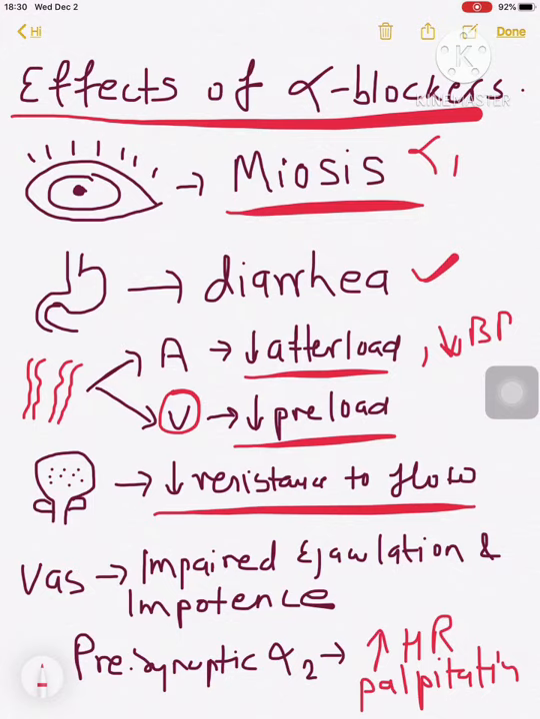Okay, so these are the effects of alpha blockers. You can easily remember them if you remember what happens when alpha receptors are stimulated, or the effect of sympathetic stimulation on the various organs. If you want to know the effects of sympathetic stimulation on various organs, please see the previous videos. Next we'll discuss the individual drugs and their uses. Then after that we'll discuss beta blockers.